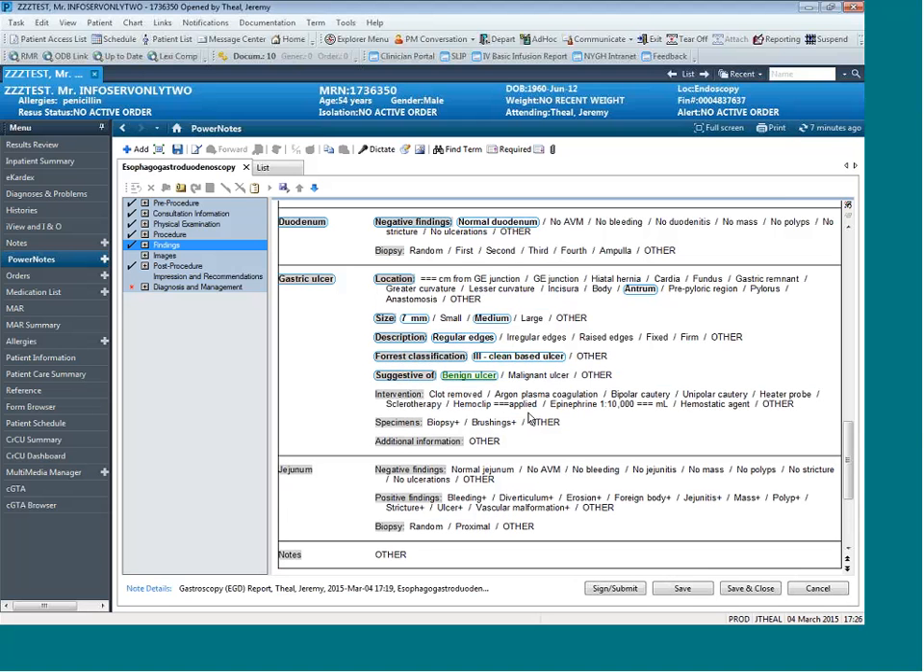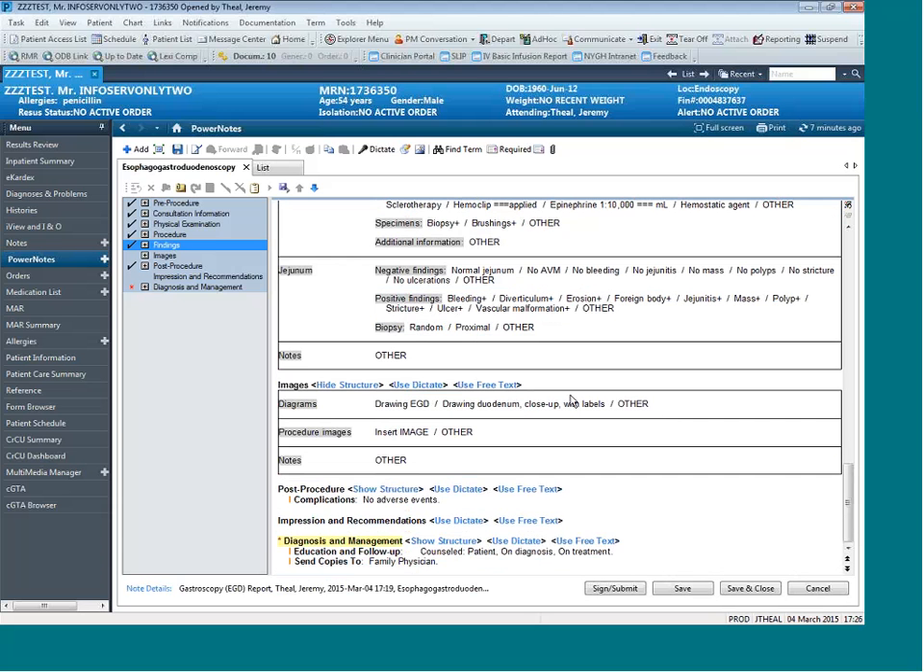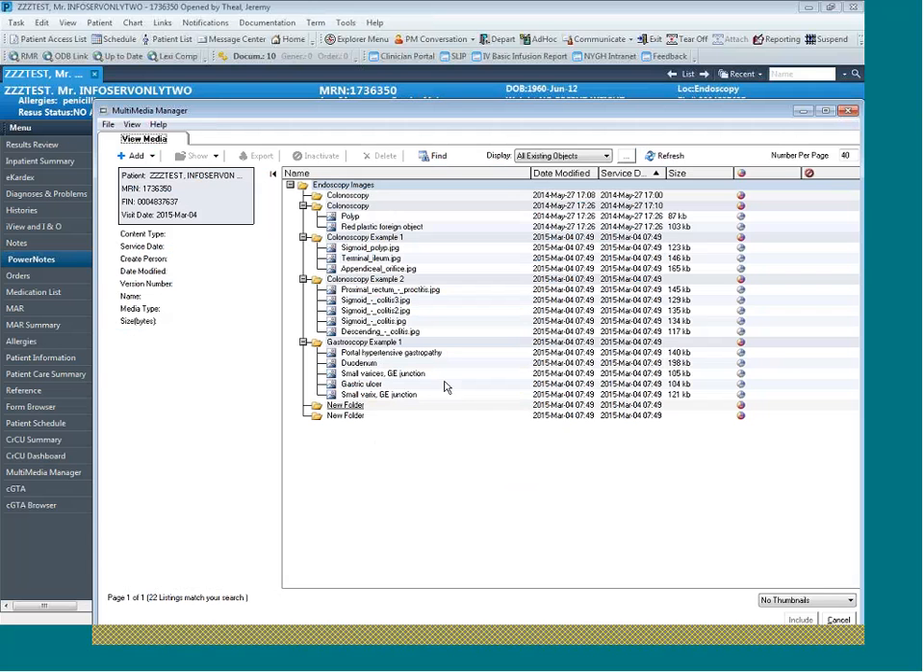This was suggestive of a benign ulcer. I didn't think it looked malignant. And in this case, no intervention was required because it was not bleeding. And those were all my findings. The next thing I'm going to do is insert some images that I took during the endoscopy, pictures of the findings on this patient.